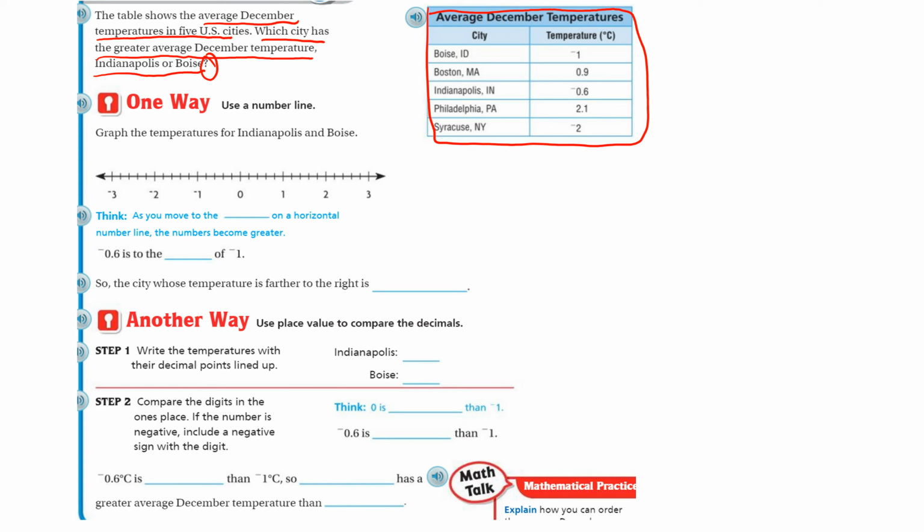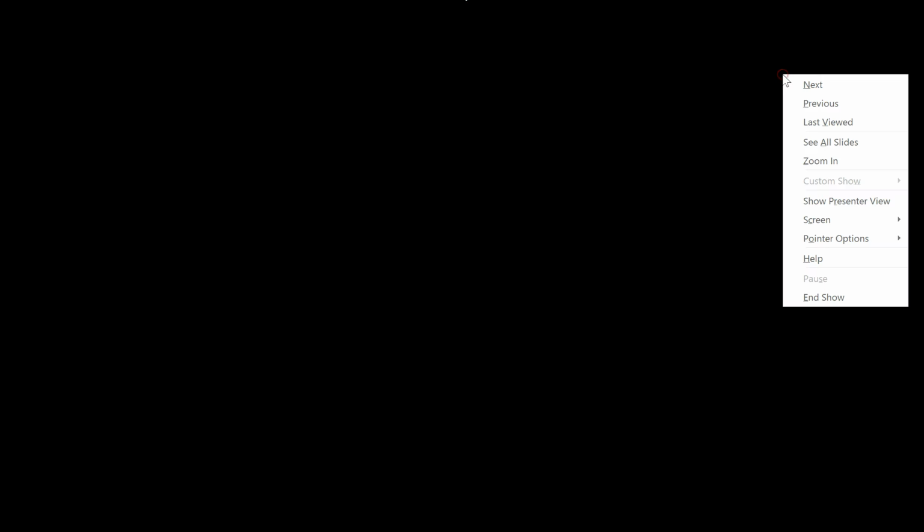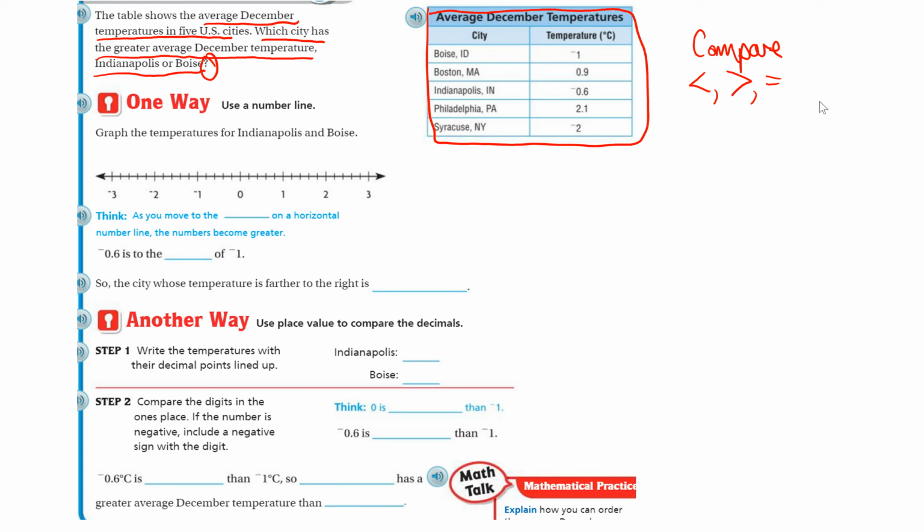When we're comparing things, we're going to use less than, greater than, or equal to compare two or more things. Okay. All right. Graph the temperatures for Indianapolis and Boise. Indianapolis is at negative 0.6 or negative 6/10.